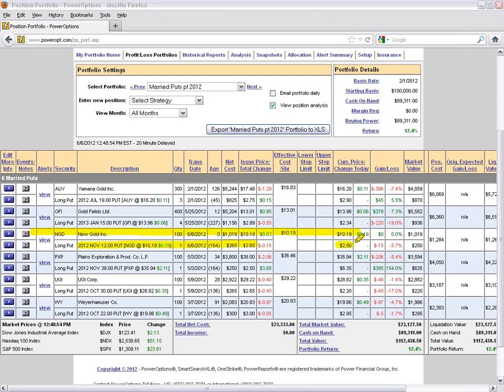Now we have a loss on the put, and why is that? Well, when I put in this entry, I put in the natural ask price for the put at 265. I didn't change it, but the natural bid right now is 250. So I do have a loss of $15 on the put option.